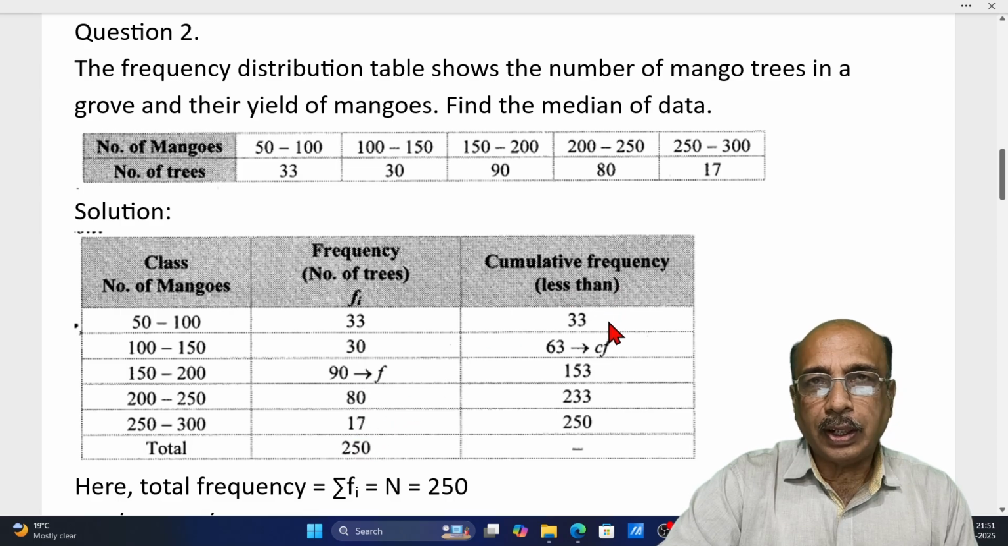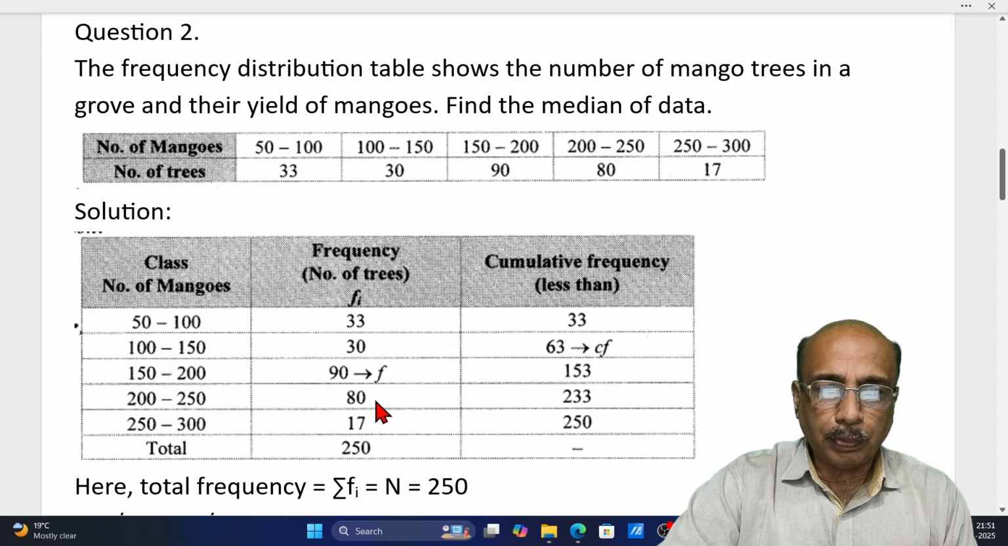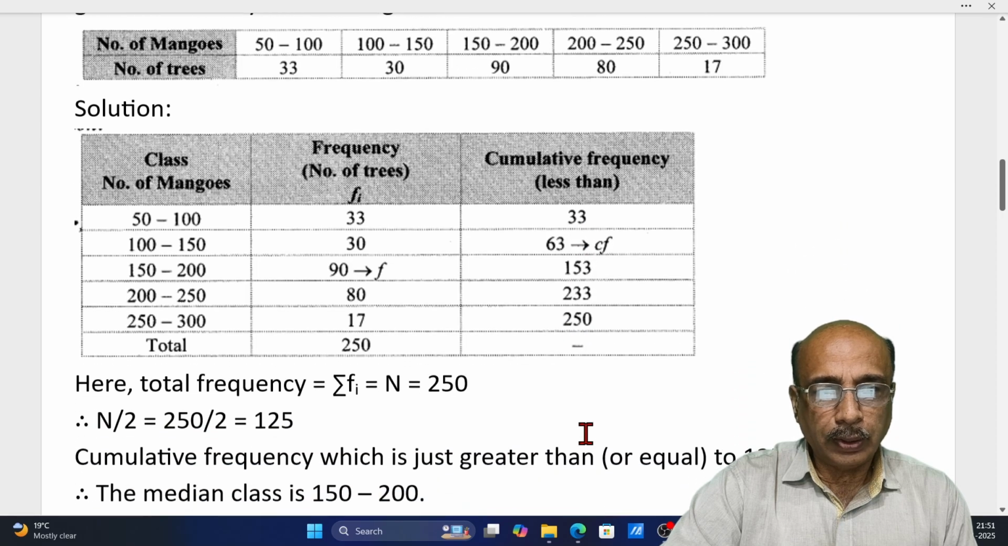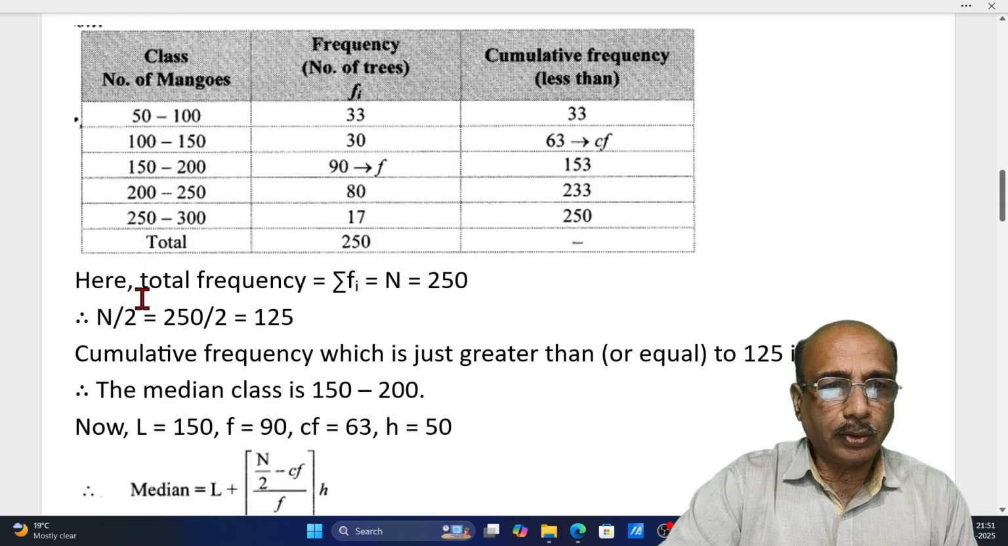Cumulative frequency, now you know how to write. 33 plus 30, 63, plus 30, 90, 153, plus 80, 233, plus 17, 250. So total frequency n equals 250, and this cumulative frequency total also comes to 250. Therefore, n by 2 equals 250 upon 2 equals 125.